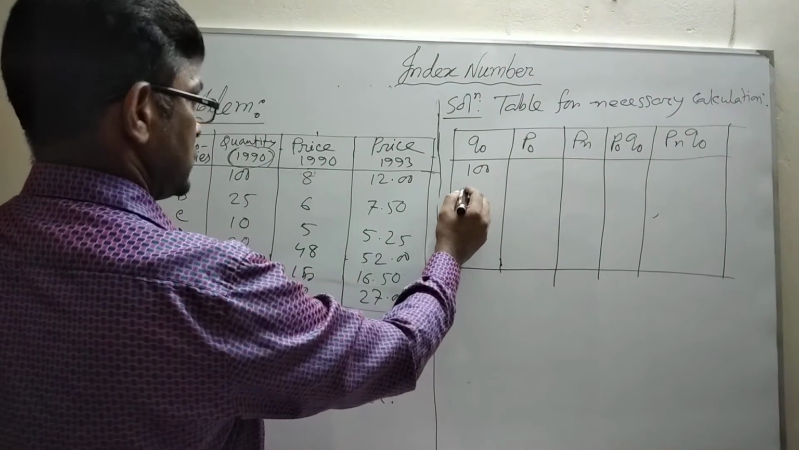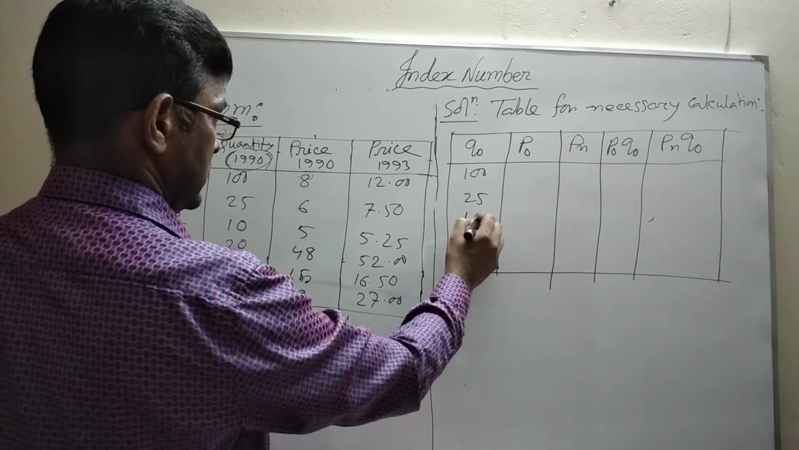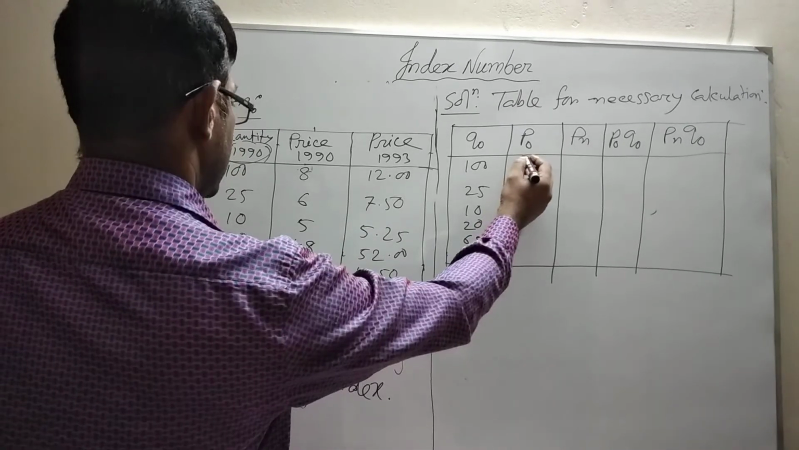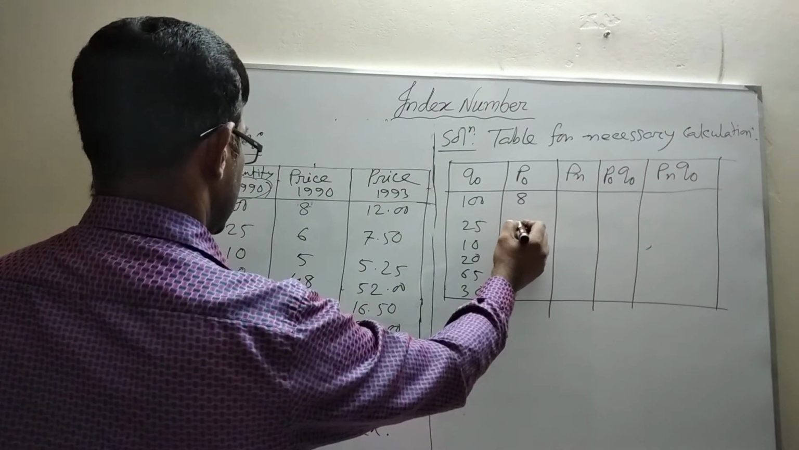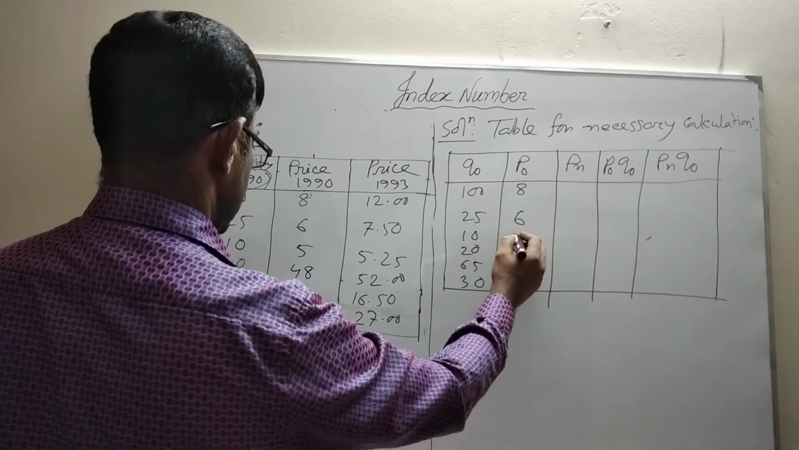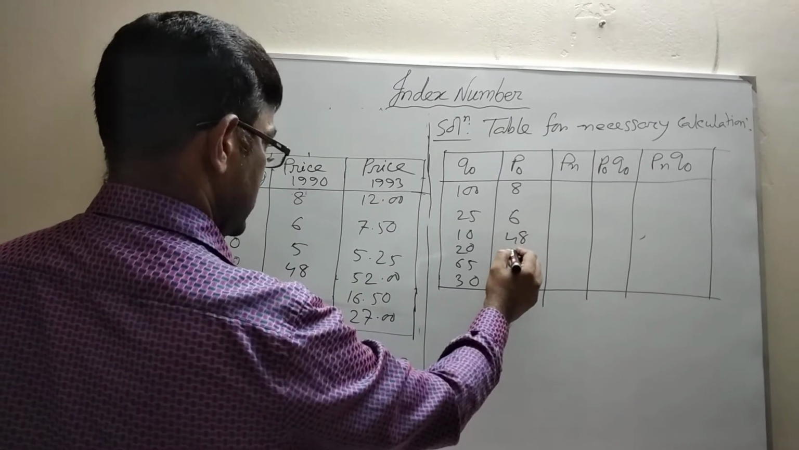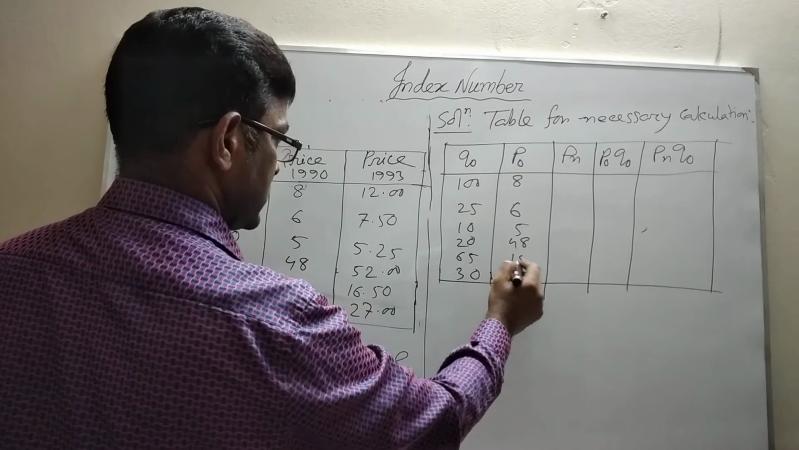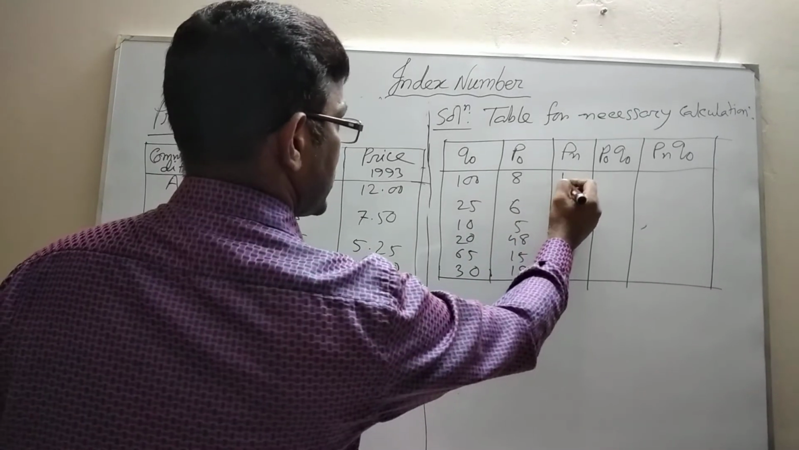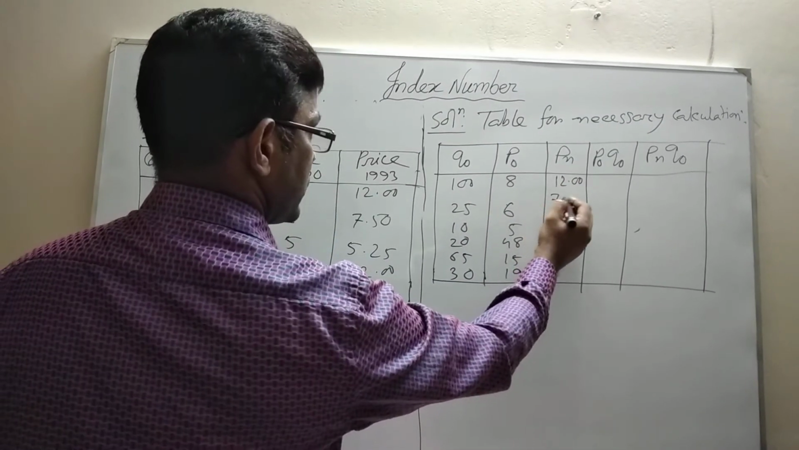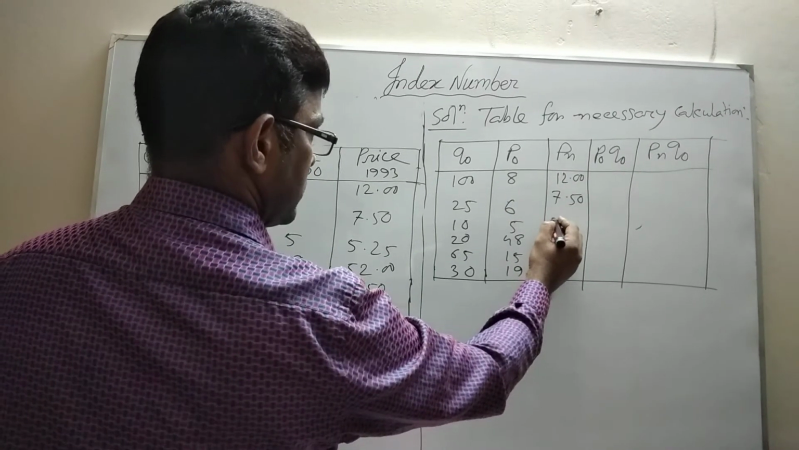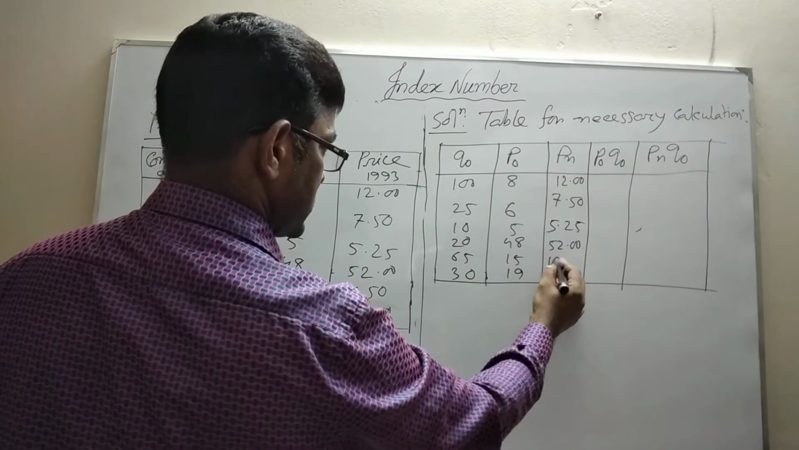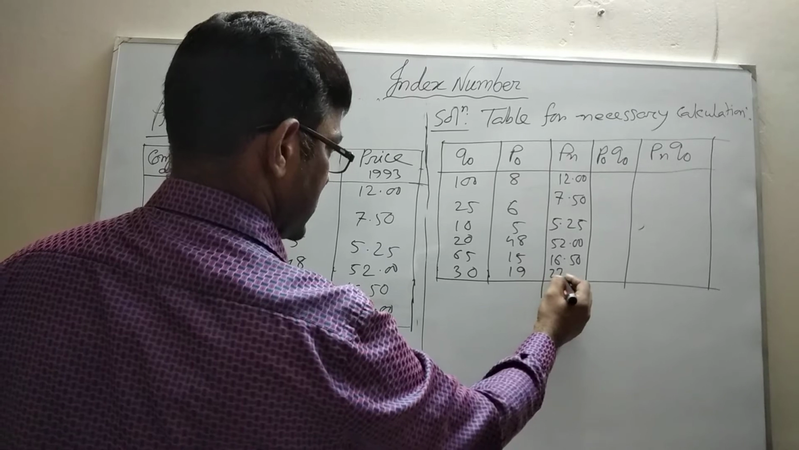Qo: 100, 25, 10, 20, 65, 30. Po: 8, 6, 48, 6, 5, 48, 15, 19. Pn: 12, 7.5, 5.25, 52.00, 16.50, 27.00.